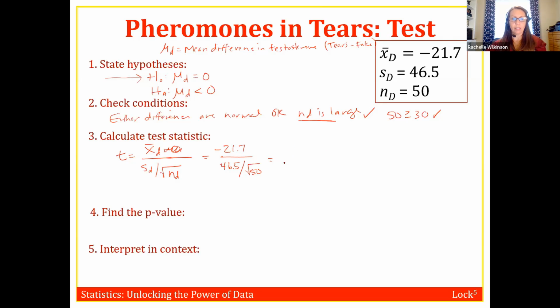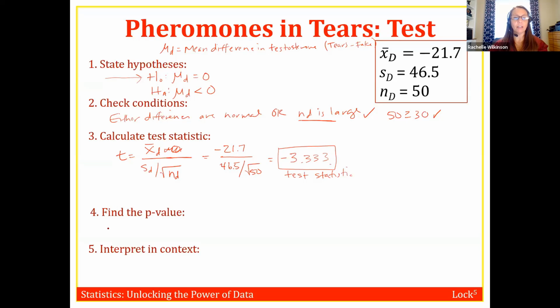All right, so once I do this, I end up with negative 3.333, if I round to 3 decimal places. It was negative 3.33266666 repeating. So this here is my test statistic. And we use the test statistic to help us find the p-value. Now, in order to find the p-value, I need 3 things to put into StatKey. Does anybody remember what any of those 3 things are for a p-value?